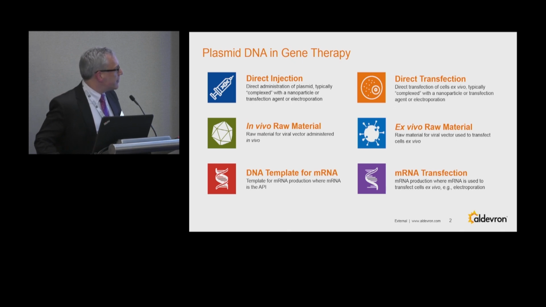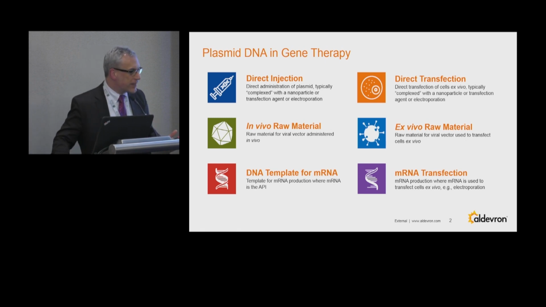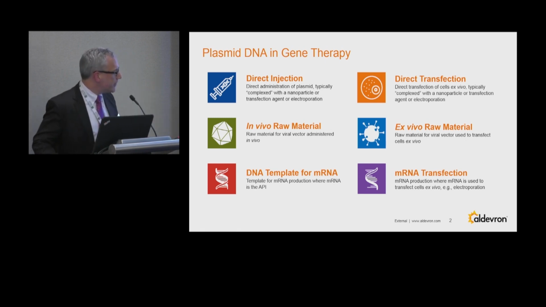So in gene therapy, there's multiple ways that plasmid DNA is used. So direct injection is one, usually complex. We support all of these different areas. Direct transfection, where cells are removed from the body and plasmid is introduced. In vivo raw material, so a viral vector is administered in vivo. It's raw material for that vector, or ex vivo raw material when the vector is used on cells outside the body.